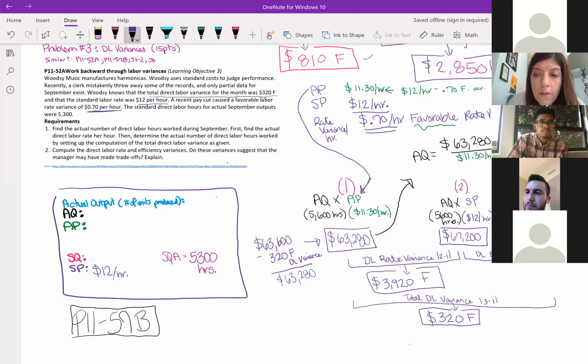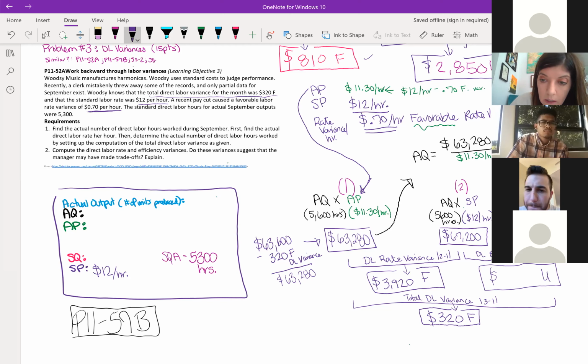For the efficiency variance, you should have only used 5,300 hours. You actually used 5,600 hours. So it's going to be unfavorable. And the dollar difference is 3,600 unfavorable.